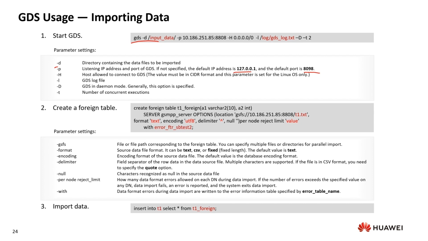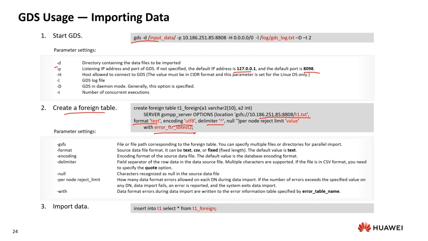As mentioned earlier, when using the Gauss data service, we need to create a foreign table. Here is a statement for creating a foreign table. Pay attention to some parameters, including the path of the file corresponding to the foreign table, the format of the source file, the encoding of the source file, and the delimiter. We can specify any error table name with the error table statement to save the error information.